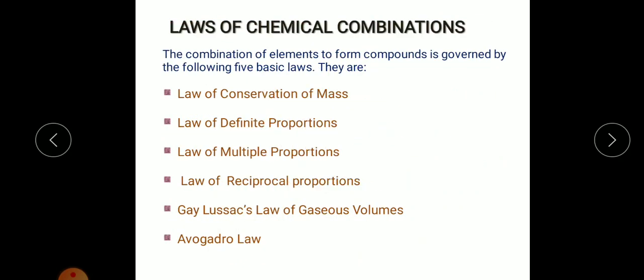Next, we'll study the laws of chemical combination. These are very, very important under this chapter. The combination of elements to form compounds is governed by the following, correct, 6 basic laws. They are the law of conservation of mass, law of definite proportion, law of multiple proportions, law of reciprocal proportions, Gay-Lussac's law of gaseous volume, and Avogadro's law.